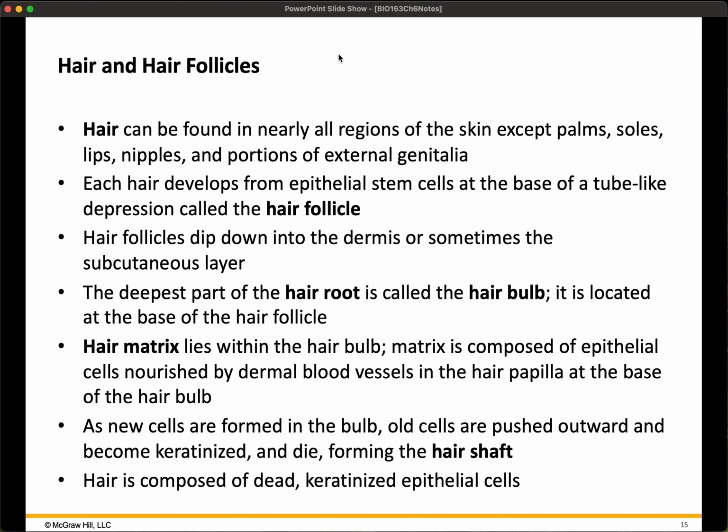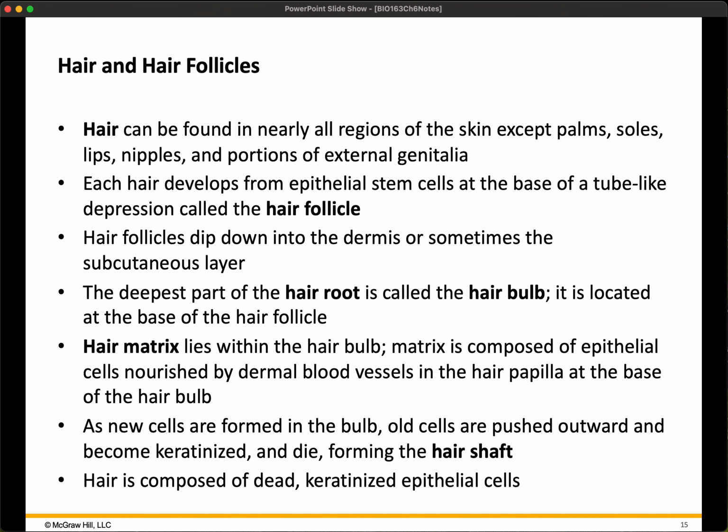Okay, so looking at hair and hair follicles, so still in those epidermal derivatives. Hair is found in nearly all regions of the skin, excluding palms, soles of the feet, lips, nipples, and parts of the external genitals. Those hairs develop from epithelial stem cells. So the fact that they're stem cells means that those cells are very, very long lasting. And as they divide, you still have one of those stem cells.